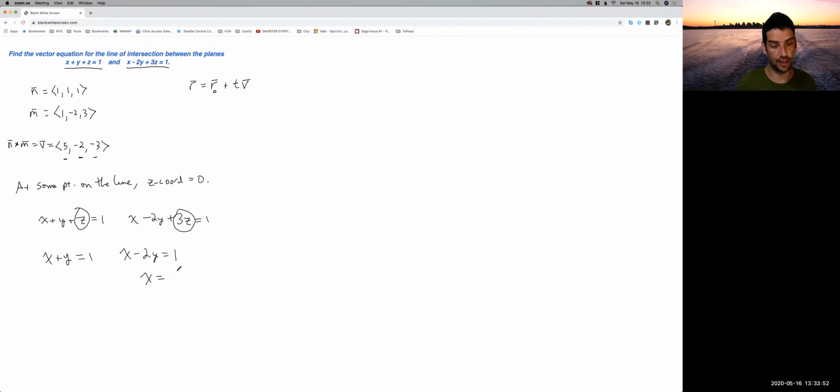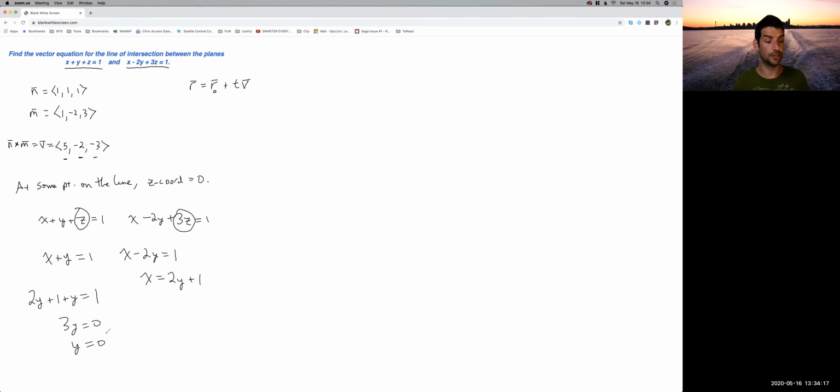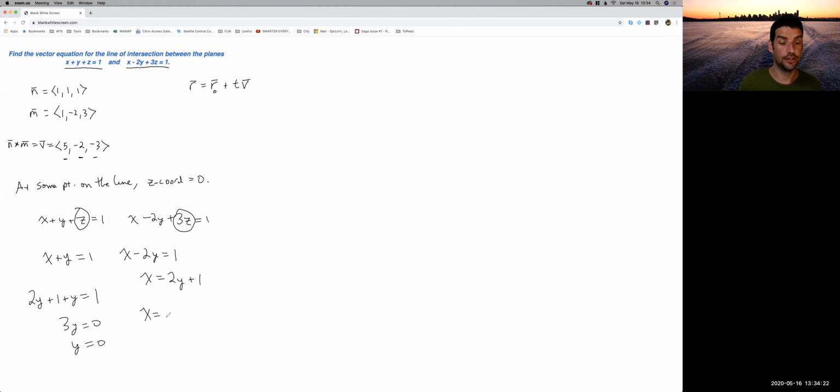I'll use, this looks pretty easy to use substitution. x equals 2y plus 1, so I can bring that over to this equation: 2y plus 1 plus y equals 1. Sorry, I thought I got something wrong, but I see what's happening. Which means 3y equals 0, or y equals 0. Which means x equals 0 plus 1, or x equals 1. And we already knew z equals 0.